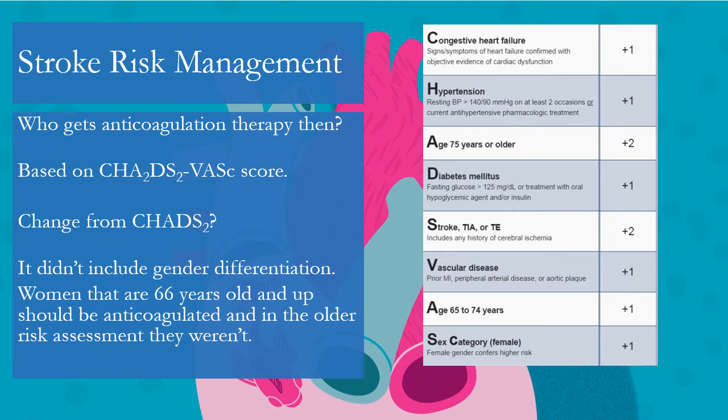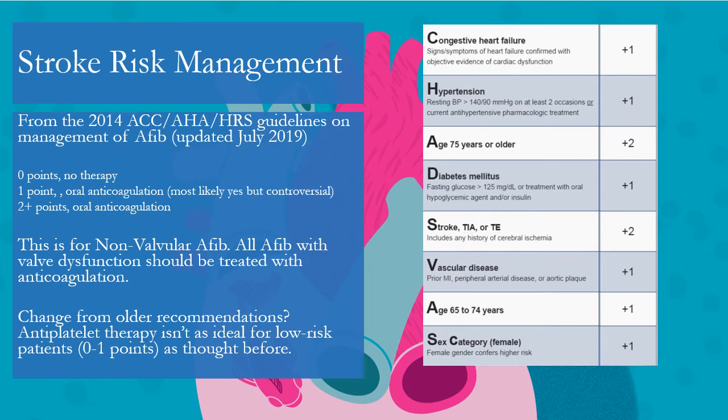The big thing that wasn't included was that women that were 66 years old had the same risk as a man that had a stroke, okay? But because of the way that it was calculated, those women weren't anticoagulated. So it's a big improvement on who gets covered with anticoagulation. So this is how it's scored.